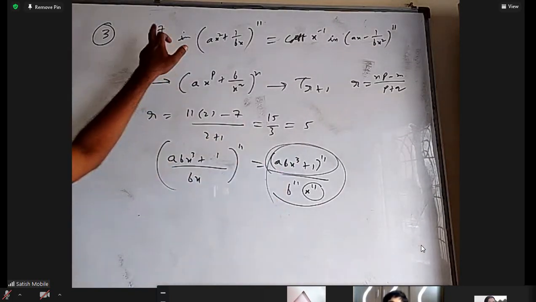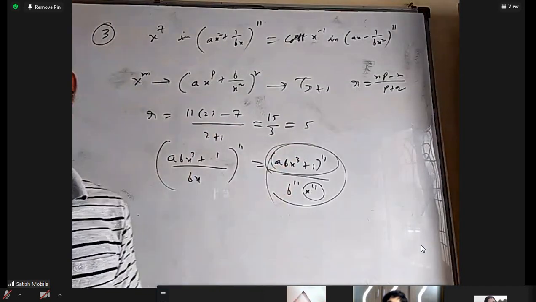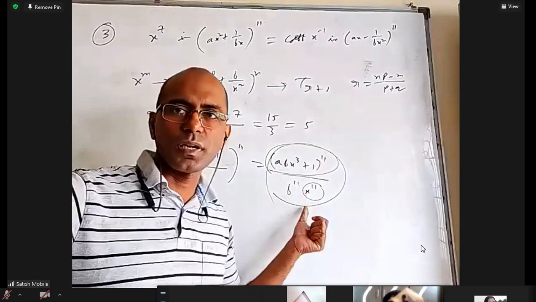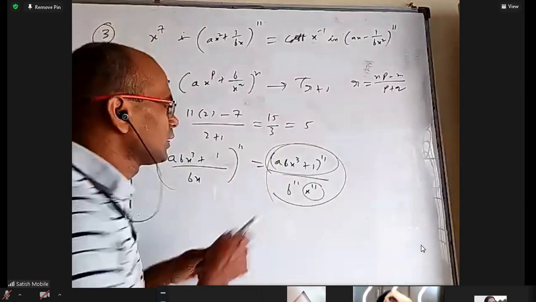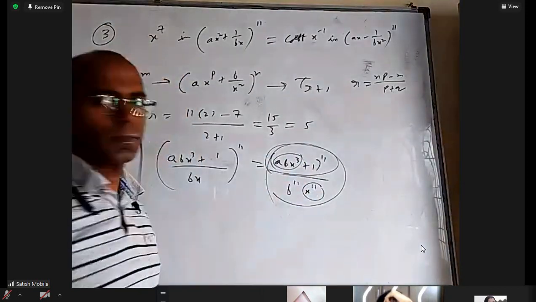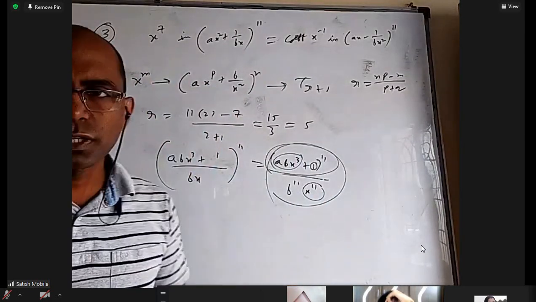In the total, I want x power 7. Denominator x power 11 is there. So in the numerator, I have to find x power 18, so that x power 18 here and x power 11 here together will become x power 7. If you want x power 18, the power of this should be 6. That means the power of this should be 5. Again, r equal to 5 only.